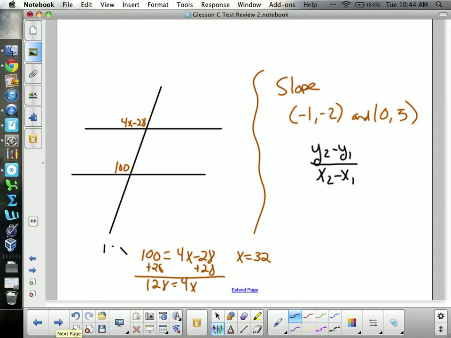I've got too many people who look at that and still say, find the slope. Oh, y equals mx plus b. That is slope-intercept form of a linear equation. That is not just slope. This is just slope. This is just m.